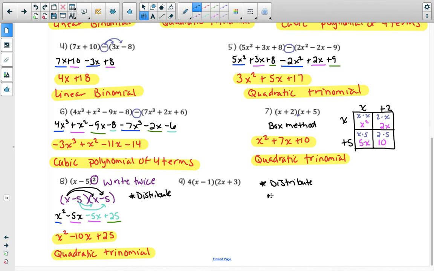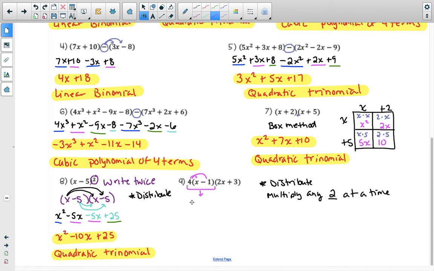We can actually multiply any 2 at a time. So we can multiply the 2 sets of parentheses first, or we can multiply the 4 times the first set of parentheses, or the 4 times the second set. We cannot do the 4 to both sets. That's 3 things. So you can only take 2 at once. So what I'll do is I'll just take the first 2, the 4 times the x minus 1. I'll multiply that. I will distribute the 4 into only the first set of parentheses.